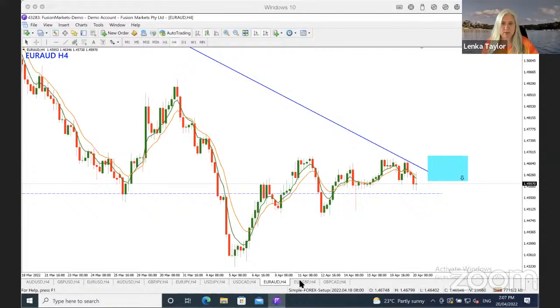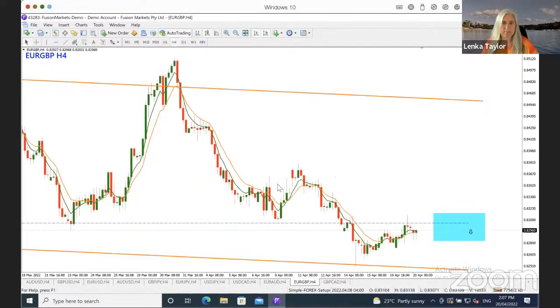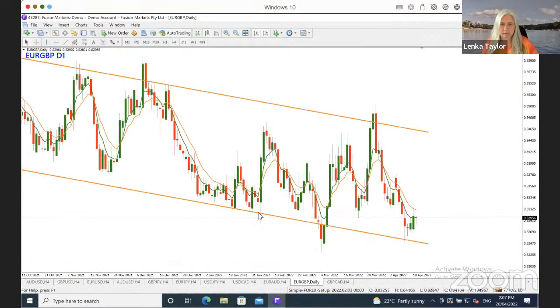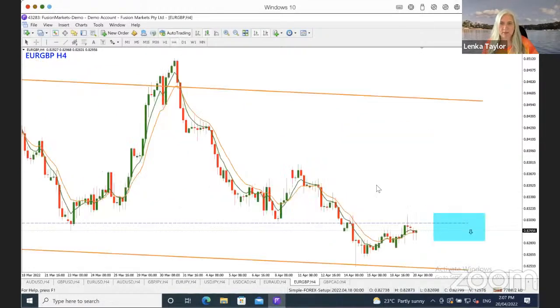Next currency pair I'm looking at is EURGBP. And EURGBP, I'm looking at short again. I did have a little trend line where I thought it might reverse, but at the moment it's still looking short. There's a little bit more room before the end of the channel, so I would be looking for any price action that goes a little bit higher than the previous high, and then looking to short from there.